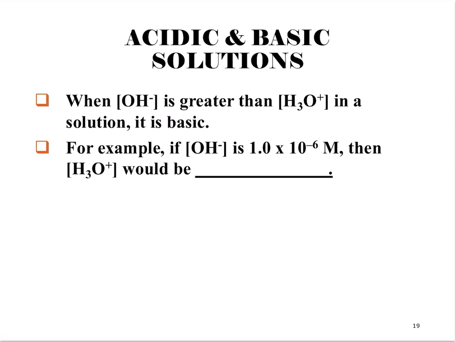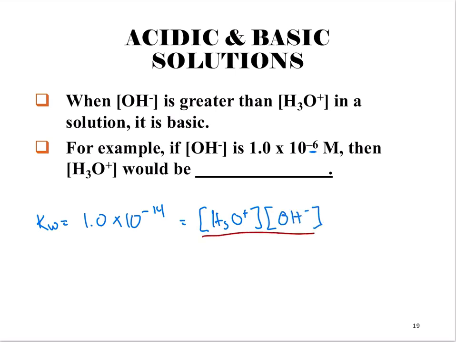All right, so the opposite should be true in a basic solution. So if we have 1.0 times 10 to the minus 6 concentration of OH minus, Kw is equal to 1.0 times 10 to the minus 14, which is equal to H3O plus times OH minus. We can divide both sides by the concentration of OH minus.